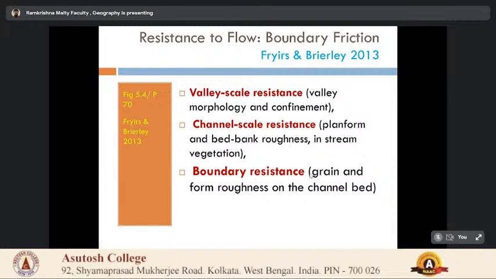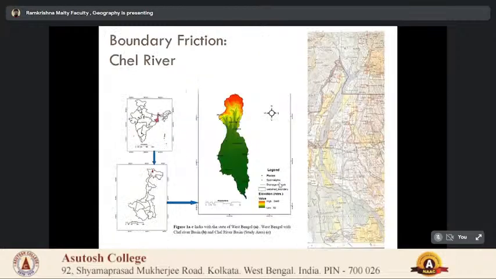How do grain sizes control the velocity, the resistance to flow in a channel? It is explained through this boundary resistance. Let's take one example, the Chel River. This is a small river oriented in Darjeeling and Jalpaiguri districts.